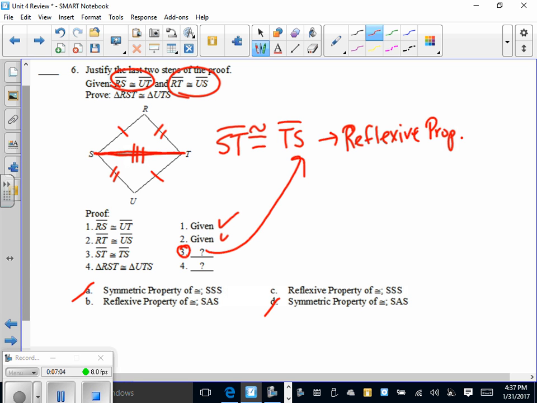Now, what do I have to prove in number 4? The triangles are congruent. Side matches this side. This side matches this one. And this side is congruent to itself. So I have side, side, side. So the correct answer is C and not B.